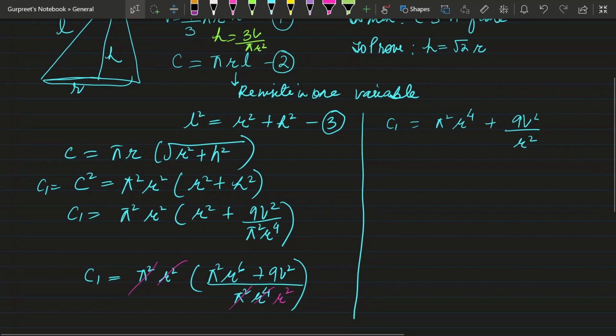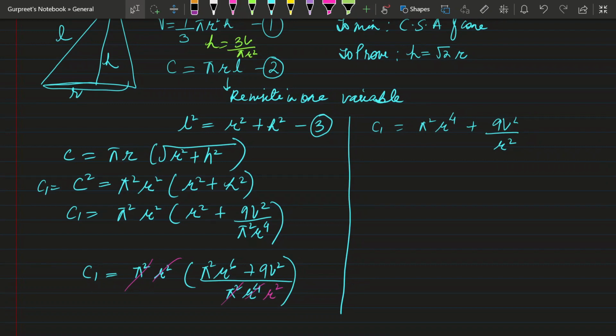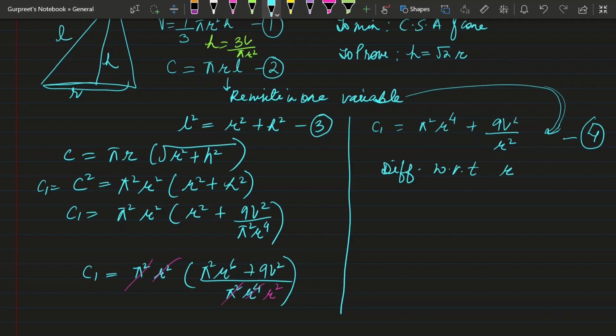Now this C1, this curved surface area, is expressed in terms of one variable, that is R. So I have fulfilled that criteria over here. It should be expressed in one variable, and it is done. So let me name this equation; let this equation be equation number 4. I am differentiating both sides with respect to R, because R is the only variable now, V is constant. So dC1 upon dR, pi square is constant as it is. Derivative of R raised to the power 4 will be 4R cube plus 9V square as it is.